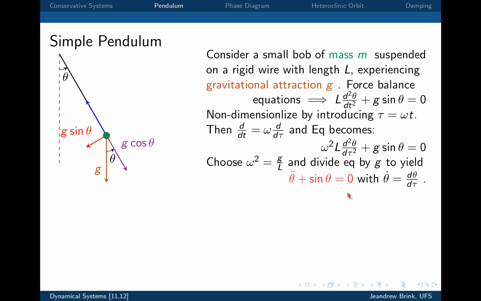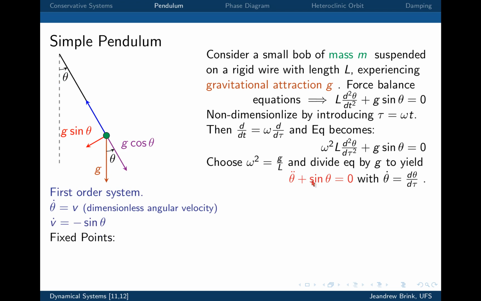So the first thing you can observe, and just to remember, the dots in this case are derivatives with respect to the new time tau. The first thing we're going to do is write it as a first order system, and that you should by now be familiar with. You basically say V is the dimensionless angular velocity, which is how rapidly this thing is turning, and V dot is equal to minus sine theta. That just comes from the differential equation. And then you go about doing the normal thing: fixed points, linearize, and then you do the additional fancy tricks.